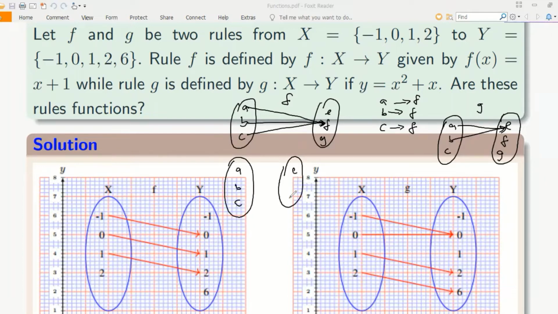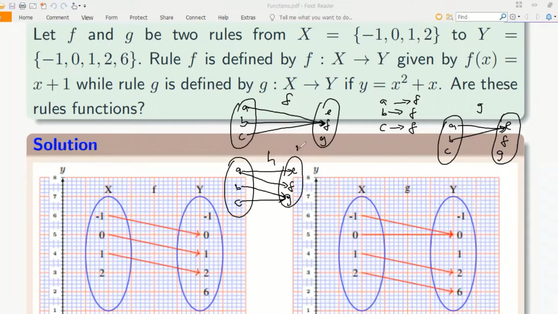E, F, G. A is assigned to that, and is also assigned to F. B is assigned to this, and C is assigned to this. So this H here is not a function, because A has been assigned to two elements, two images.